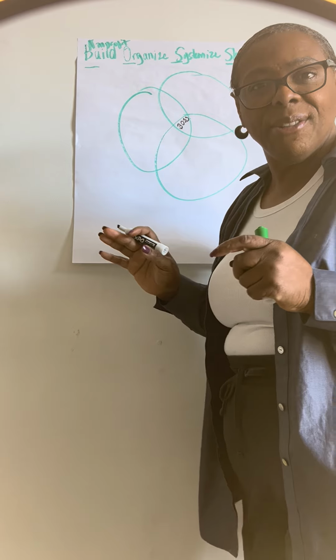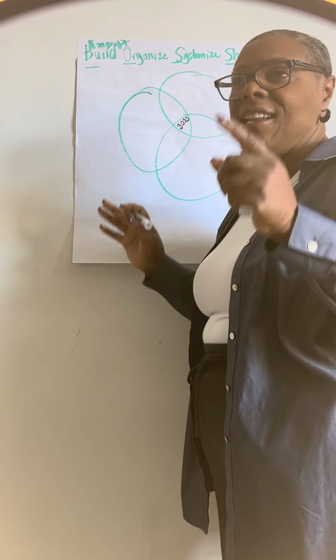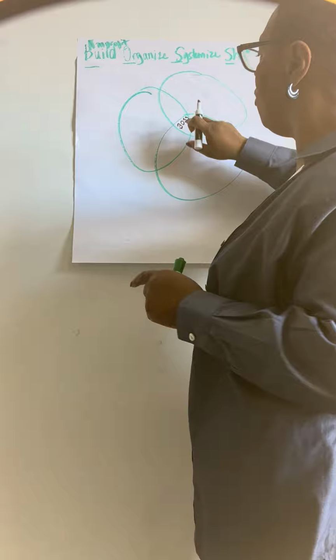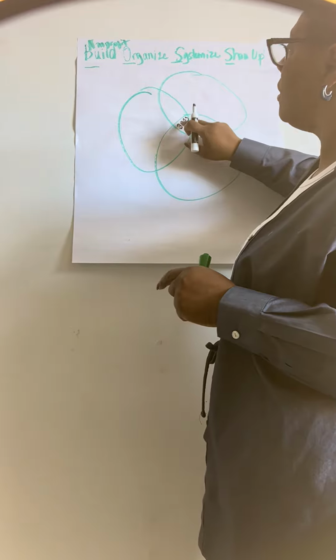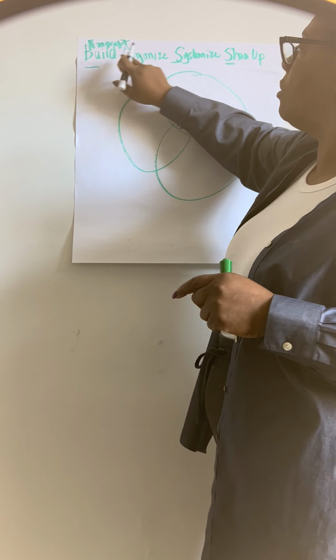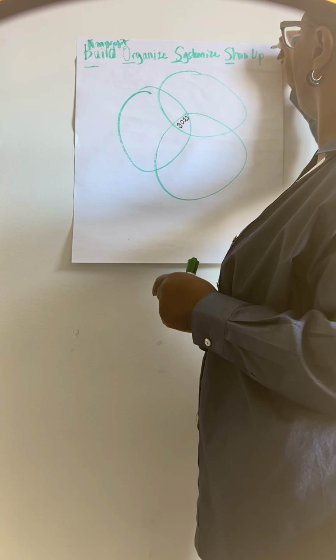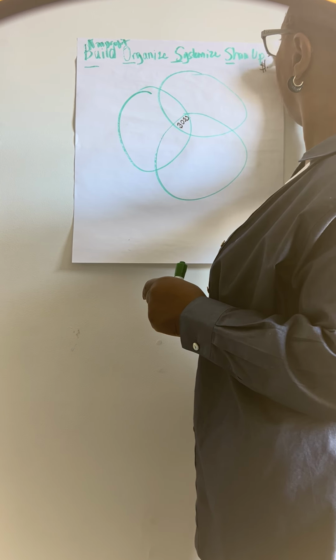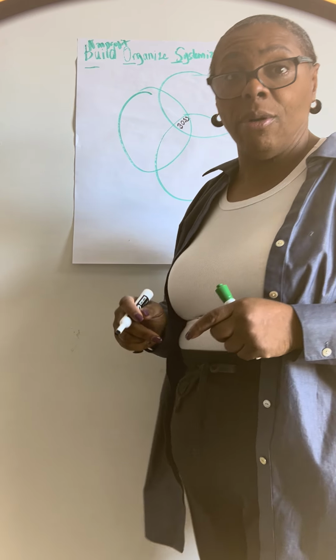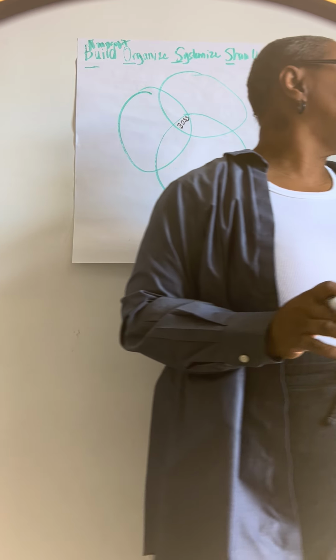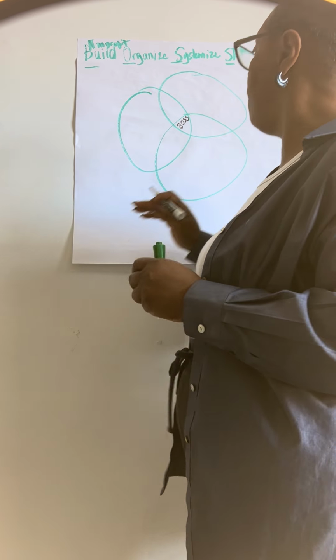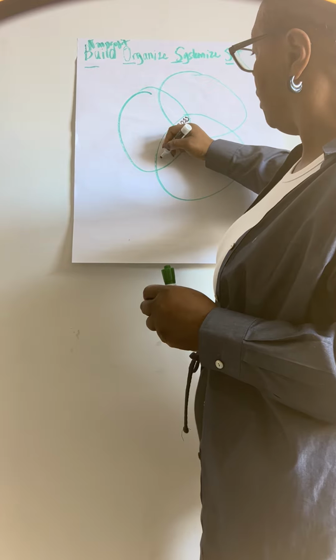So take a lot of notes. Watch this over and over again. I promise you it'll all come together. So the boss is in the middle. What is a boss? A boss is a person who builds, organizes, systemizes, and shows up. Because when you build, organize, systemize, and show up, you will see money come in the door. It all equals dollars.